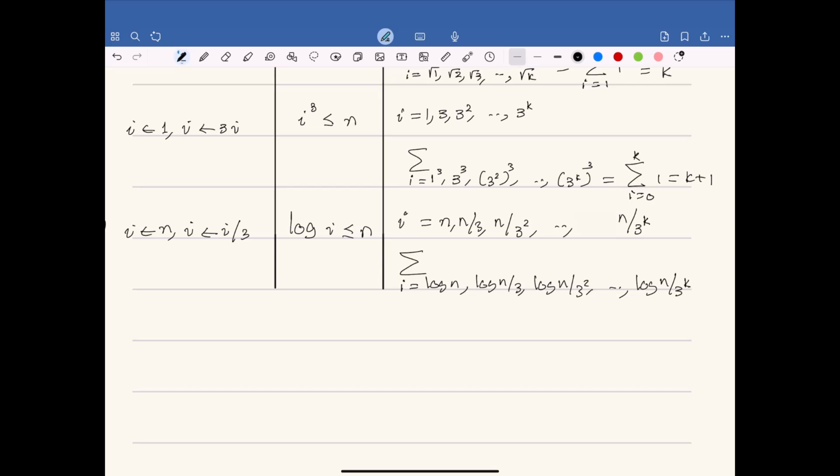And this will be the summation of 1. So this is equal to summation. The first value of I will be 0. Because the first value of I, we have n over 1. And this is equal to n over 3 raised to power 0. So the first value of k is equal to 0. It goes up to k of 1. And this is equal to k plus 1.